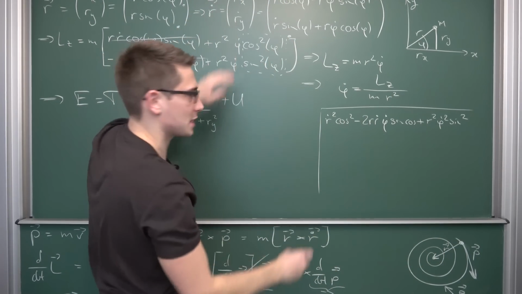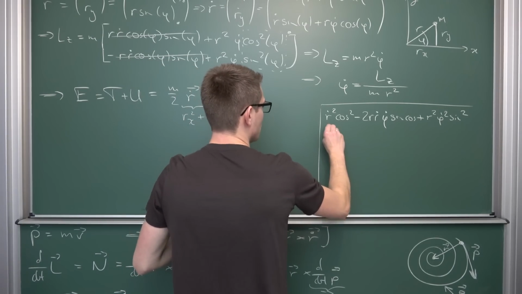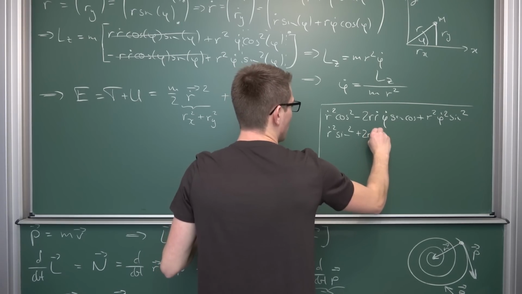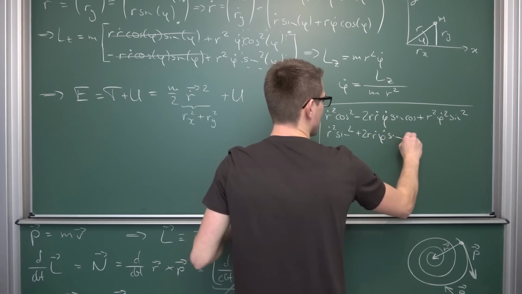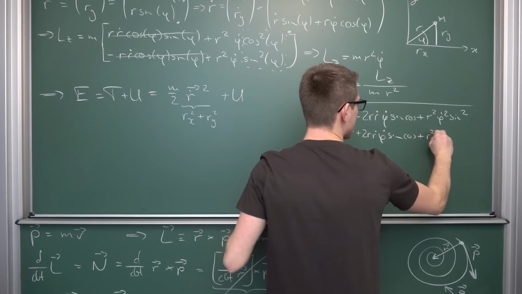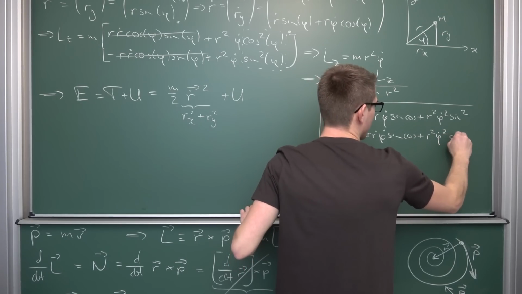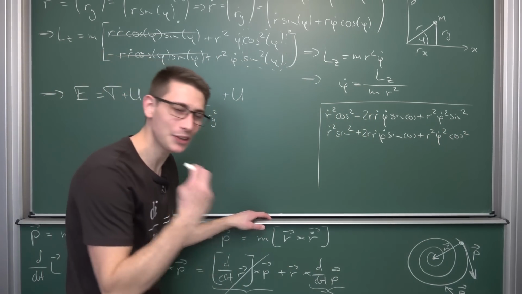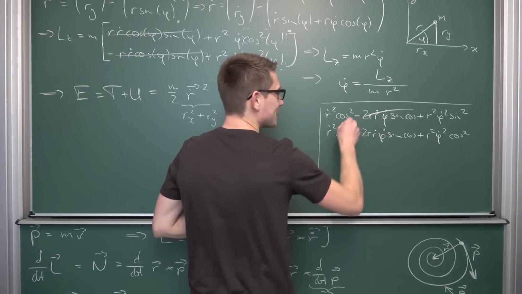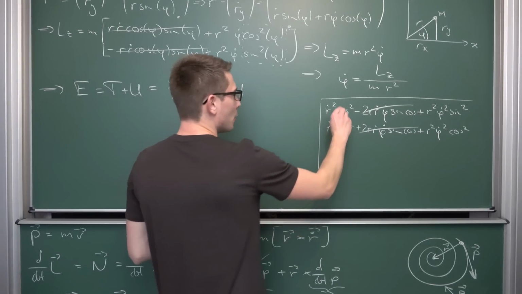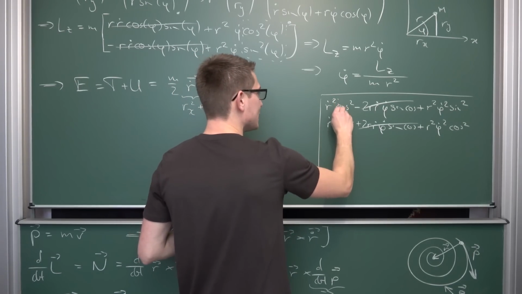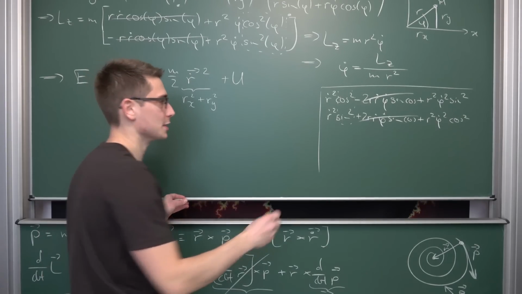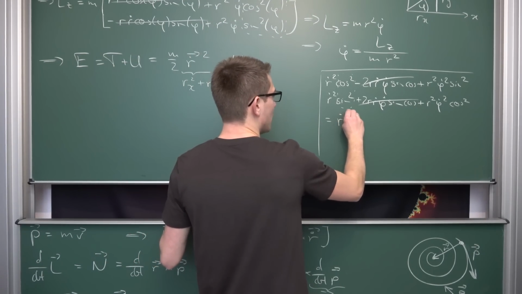Now for the second part, just squaring everything yet again. This is going to turn into r dot squared sine squared, then plus 2r dot phi dot sine cosine plus r squared phi dot squared cosine squared. And now you might guess yet again, beauty of analytical mechanics. This is going to cancel out, this is going to cancel out. We can factor out r dot squared here, leaving us with cosine and sine squared, respectively added together is 1. So this is going to result in r dot squared.